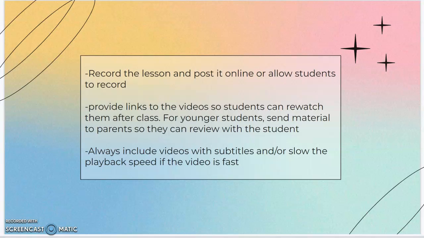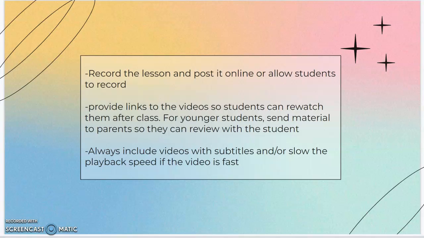So something that could help would be to record the lesson and post it online, or allow students to record it so then afterwards they could go back and pause and rewatch and maybe slow down the playback speed. Something else would be to provide links to the videos so students can rewatch them after class. For younger students, I would send material to the parents so they can review it with the student at home.